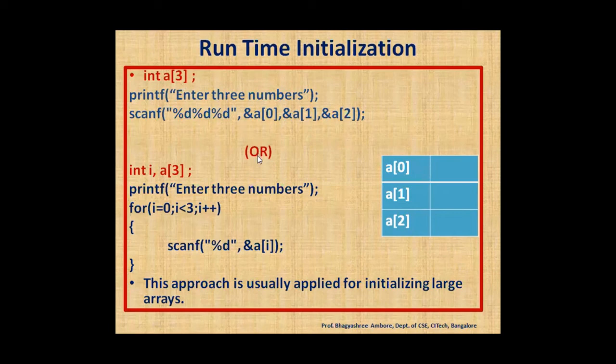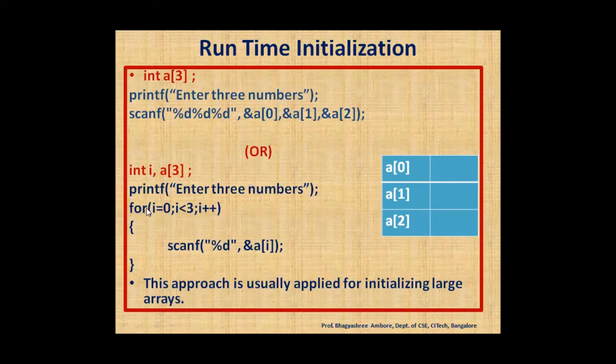Another method to do the same work is this. I have declared here two variables. One is i, another one is array a of 3. I will ask again, enter 3 numbers. This time, I will make use of a for loop. I will start a for loop, i equals 0, i is less than 3, because I said 3. So I have to read 3 elements, and i plus plus.